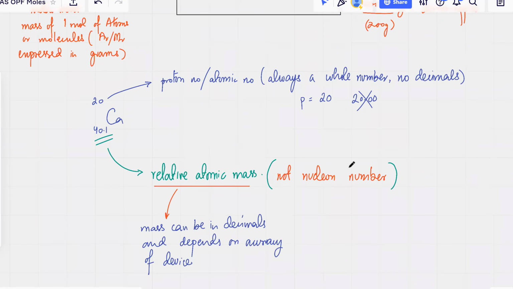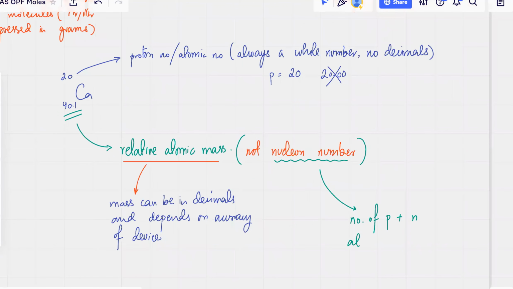So what about the nucleon number? By definition, what is the nucleon number? Number of protons and neutrons. So that's the number of protons plus neutrons. If you're counting the number of protons and neutrons, can that be in decimals? No. So that's always a whole number, because you're just counting things. So it's a very subtle difference, and you have to be very careful.